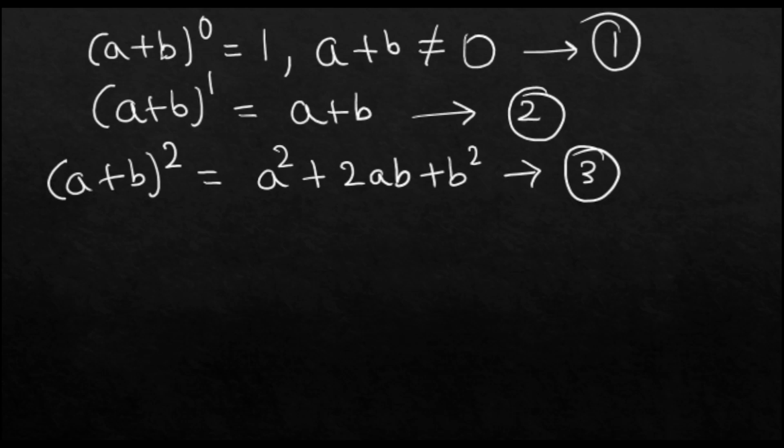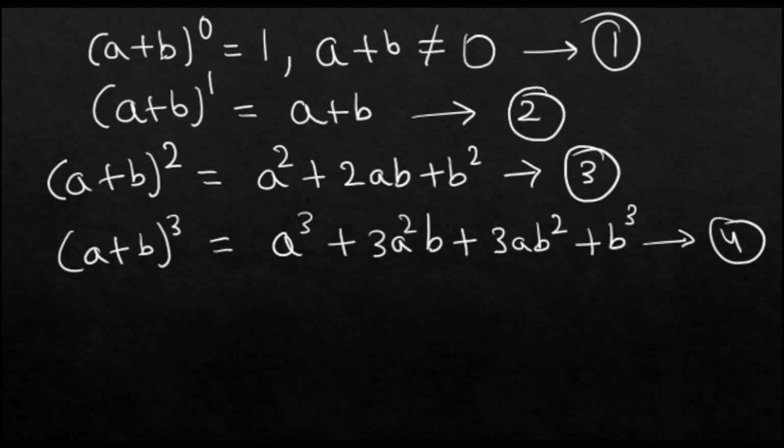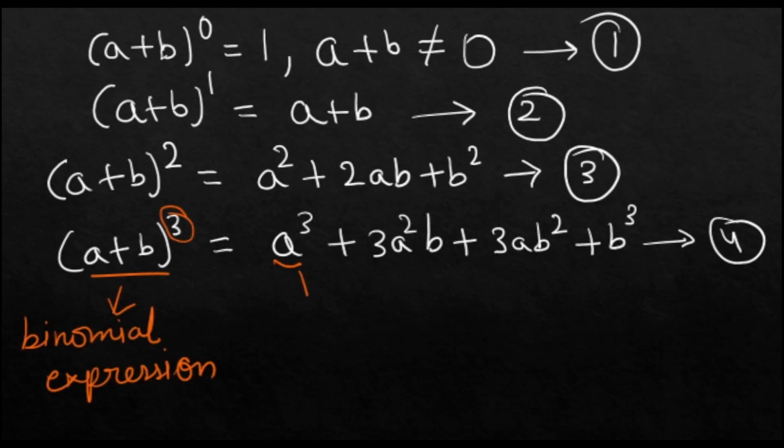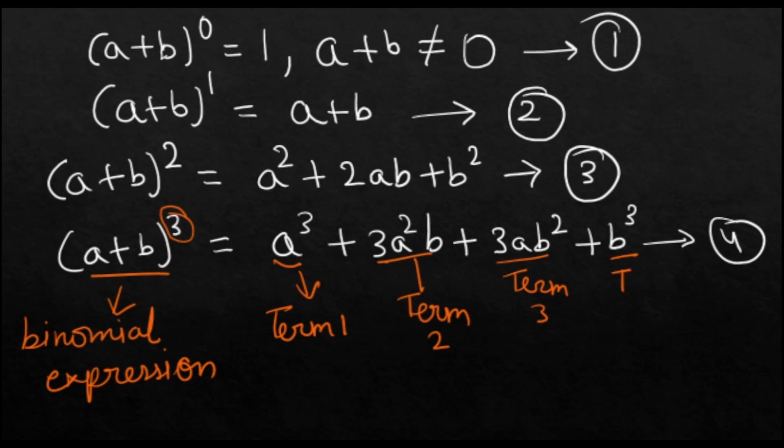We are very much familiar with these expressions. Similarly, now I am going to explain what a binomial expression is. This is our binomial expression with the index 3. This is term 1, this is term 2, this is term 3 and term 4. Now we have the expanded form of a binomial expression.